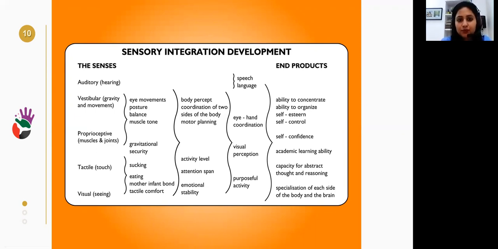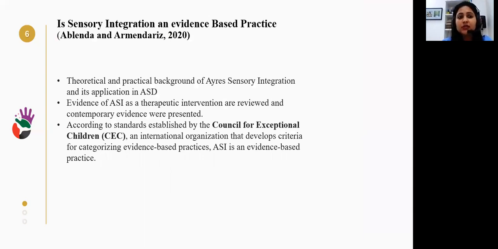So let's move on to this. This was the crux, what I wanted to discuss, the role of sensory integration in academic and functional skills in Down syndrome children. Now the question is whether sensory integration is an evidence-based practice or not. So yes, it is an evidence-based practice, and the research was done by Blanche and Hernandez in 2020. This study meets all the standards set by the Council for Exceptional Children. So yes, it is an evidence-based practice.